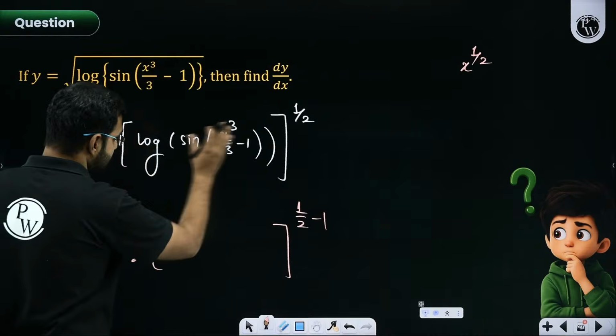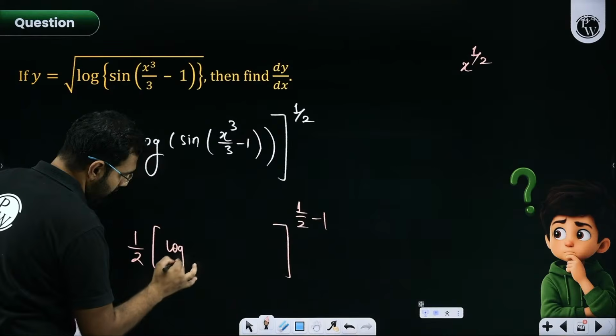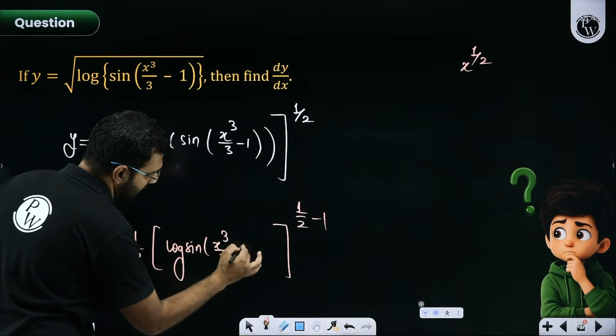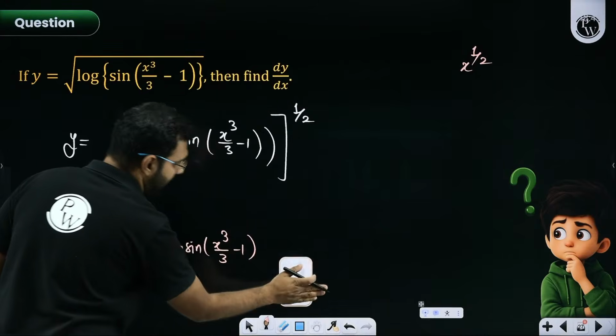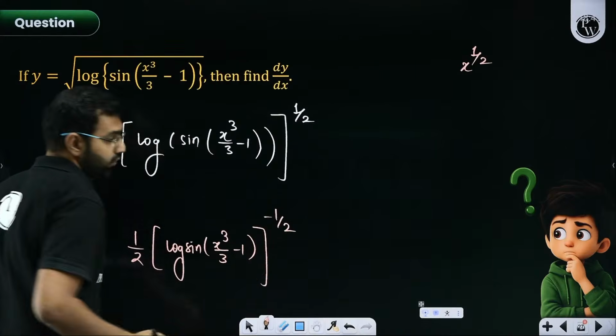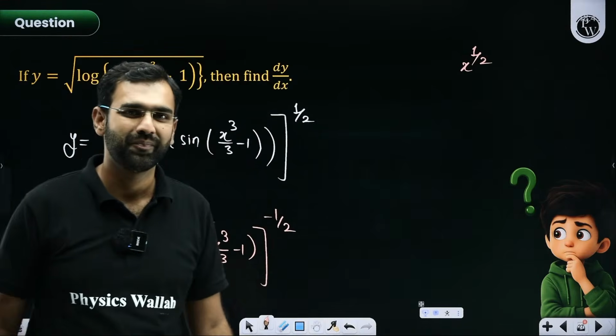Originally x is this, which is ln of sine of x cube by 3 minus 1. And 1 by 2 minus 1 is minus 1 by 2, so this should be raised to the power minus 1 by 2. So sir, are we done with this question?